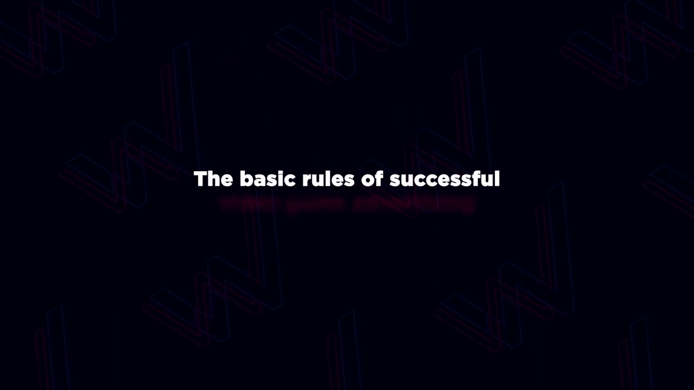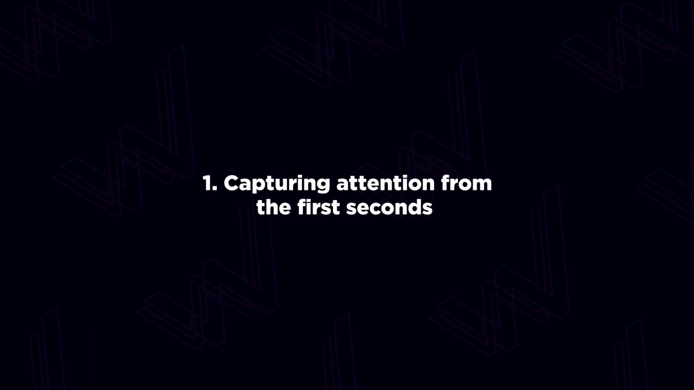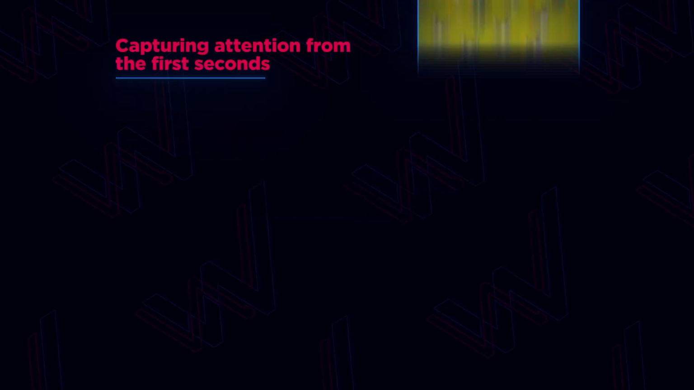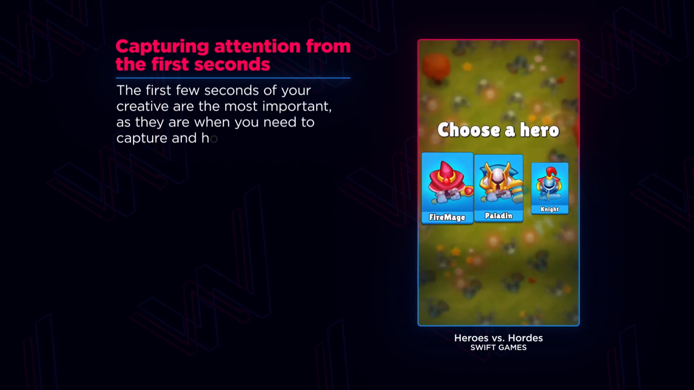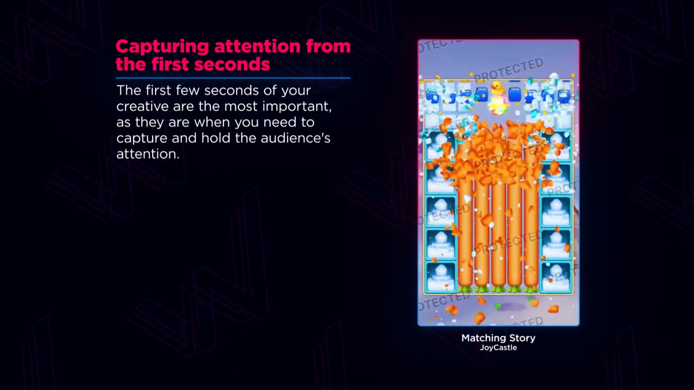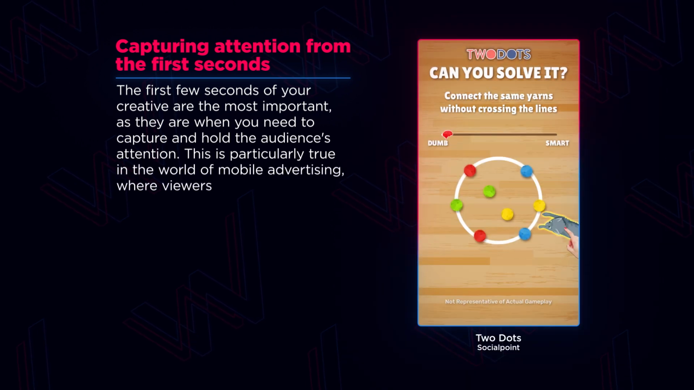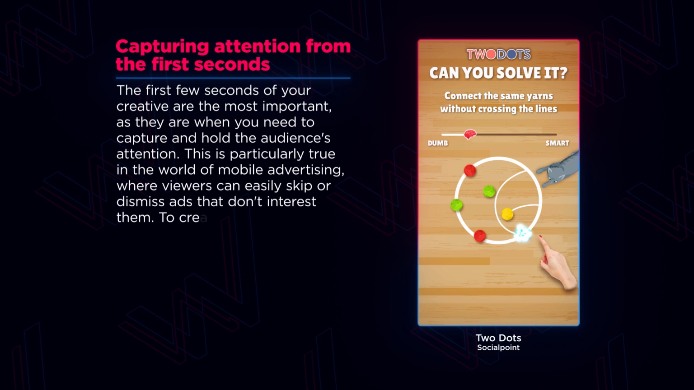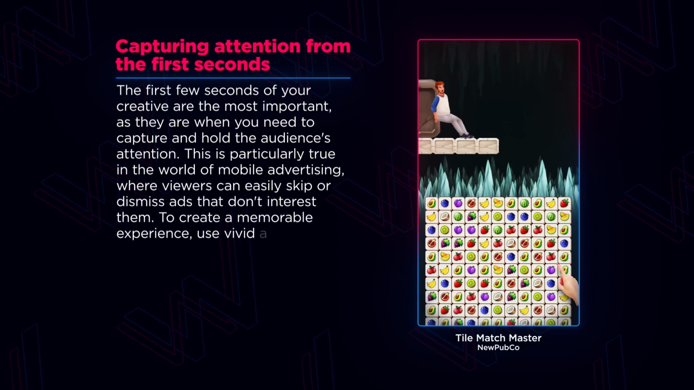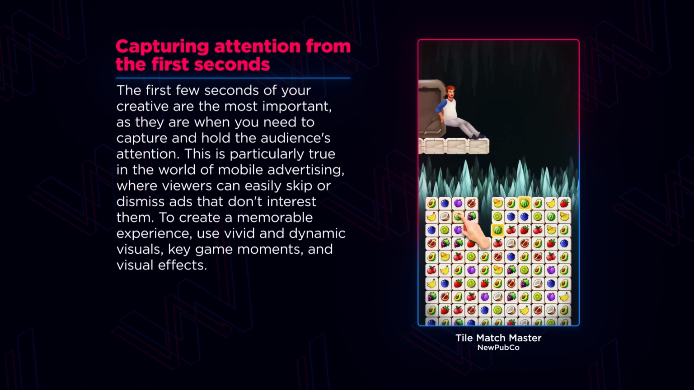The basic rules of successful video game advertising. Number 1. Capturing attention from the first seconds. The first few seconds of your creative are the most important, as they are when you need to capture and hold the audience's attention. This is particularly true in the world of mobile advertising, where viewers can easily skip or dismiss ads that don't interest them. To create a memorable experience, use vivid and dynamic visuals, key game moments, and visual effects.